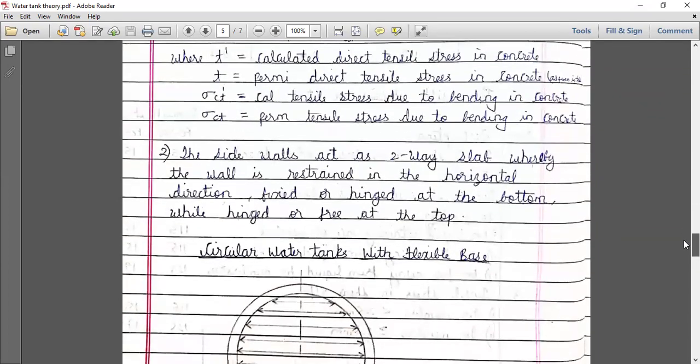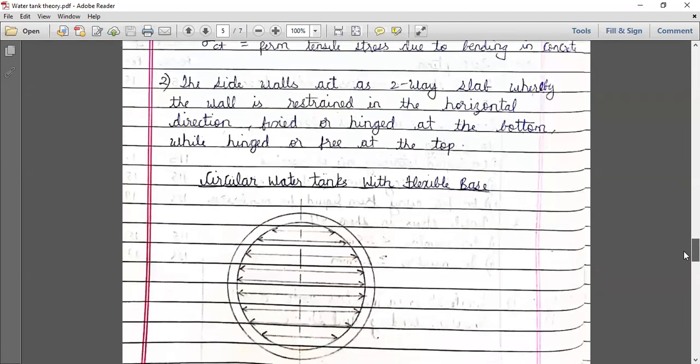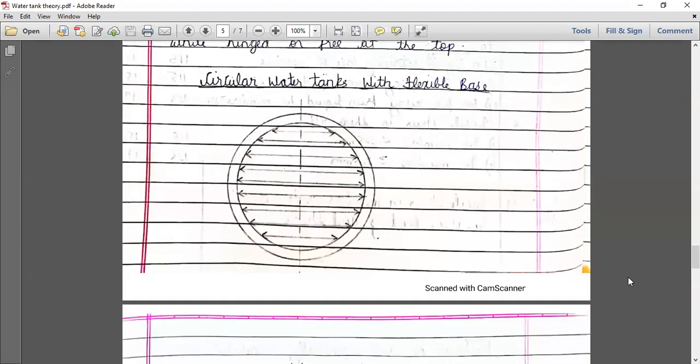Now, the side walls act as a two-way slab, whereby the wall is restrained in the horizontal direction, fixed or hinged at the bottom, while hinged or free at the top. Okay, so this is the condition for the circular water tanks with flexible base. This is the pressure acting on the side walls.